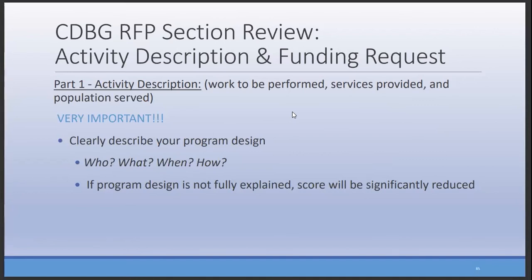This is the section where you describe the work to be performed, services provided, and the population served. Clearly describe your program design by including the who, what, when, and how. The description provided here should be consistent with your outputs and criteria, which I will discuss in upcoming slides. If your program design is not fully explained or is inconsistent with other parts of your proposal, your score will be significantly reduced.